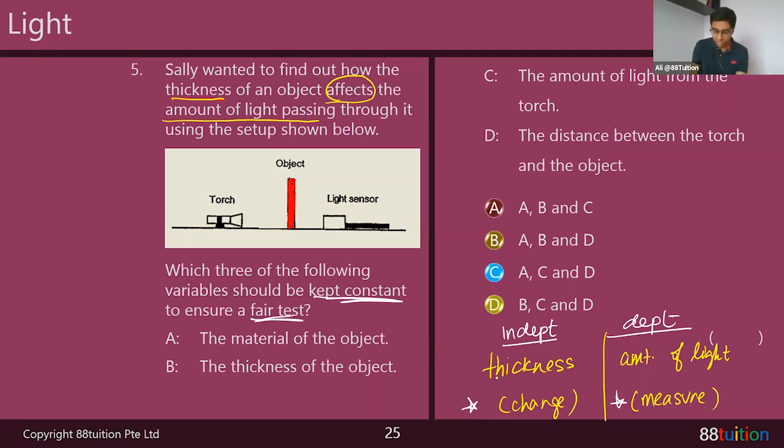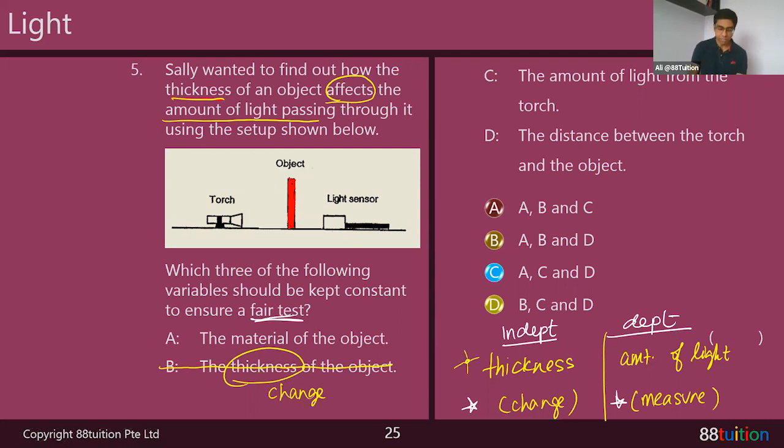I must change the thickness. Here I am. Can you see my arrow? I must change the thickness. So there, thickness must change. So can you keep it constant? The question asks, which one must be kept constant? A, is it constant? No, it must change the thickness. So therefore, B is wrong. B is not constant. B is change. So that's why it cannot be the answer.